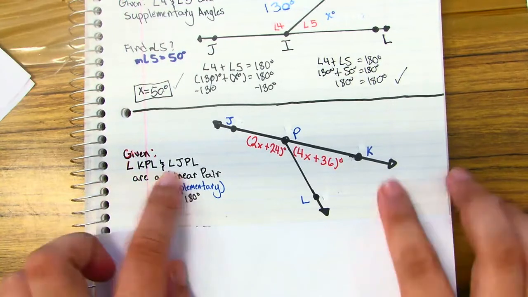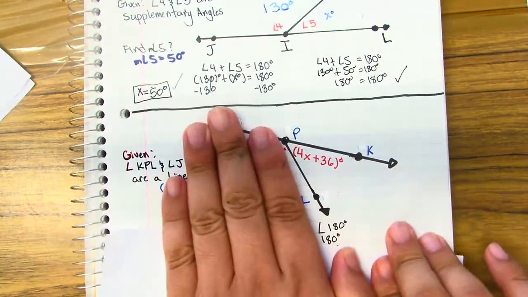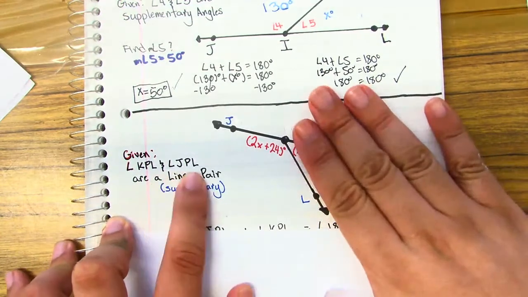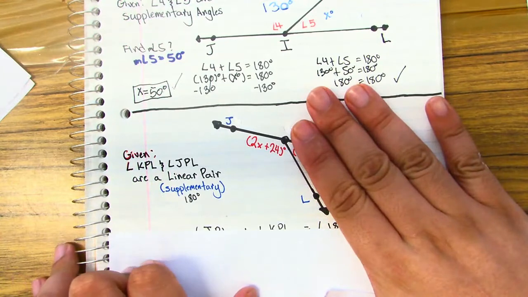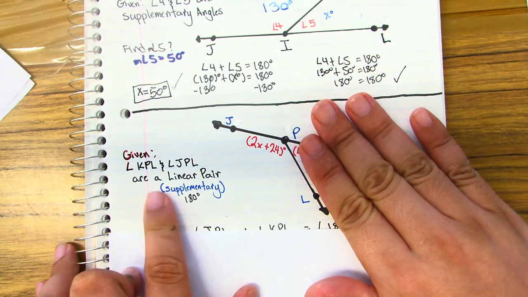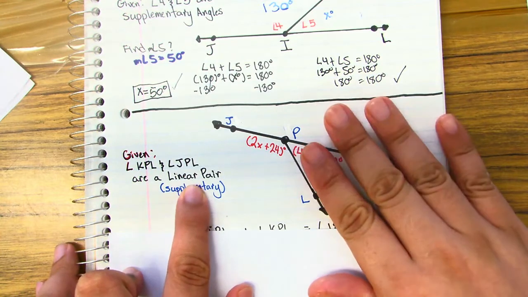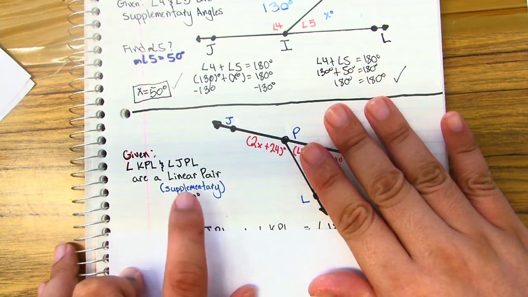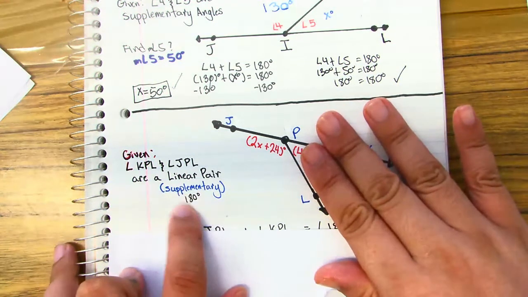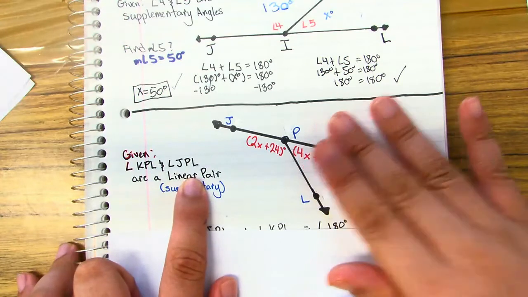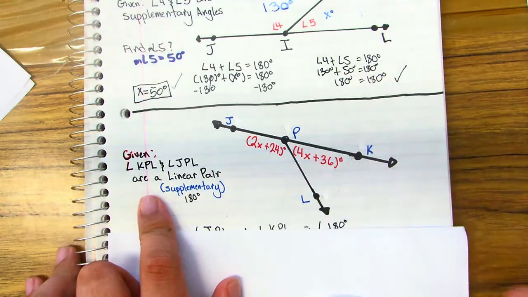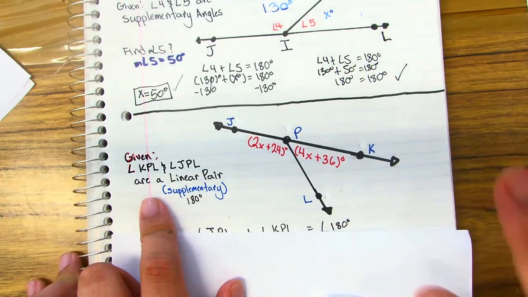Angle KPL and angle JPL are a linear pair. What does a linear pair mean? That just means that they are also supplementary. If they're supplementary, then they equal 180 degrees. Why is it called a linear pair, though? We'll learn more later on. What's the difference between linear pair and supplementary? I just don't want to go too in depth and confuse you more.